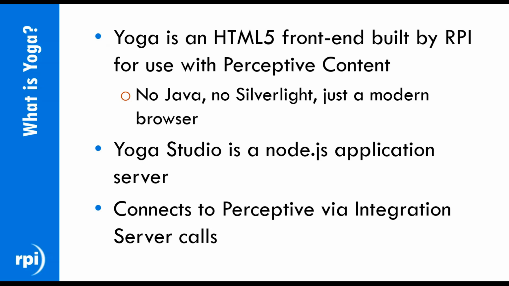So, what is yoga? Well, yoga is an HTML5 front end built by us, built by RPI, for use as a front end with Perceptive Content. There is no Java, no Silverlight, no software requirements other than using a modern browser. Yoga Studio, however, is the backend for yoga. It's a Node.js application running on a Node.js server and connects directly to Perceptive via integration server calls. So the fetching of documents, the retrieval, as well as the posting of documents with annotations, all of that is managed through integration server calls.